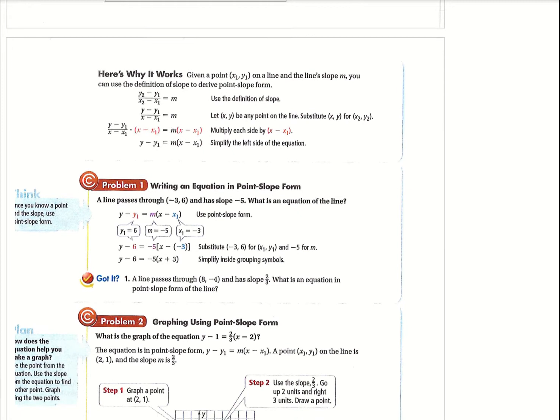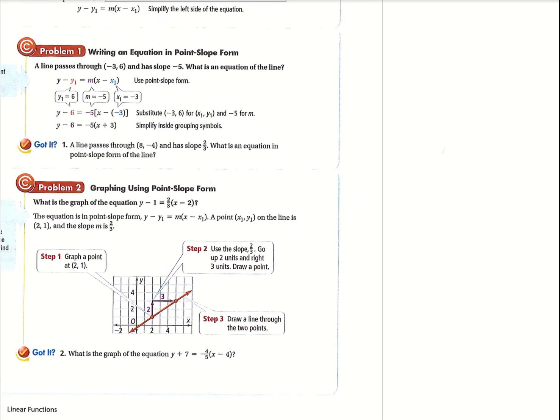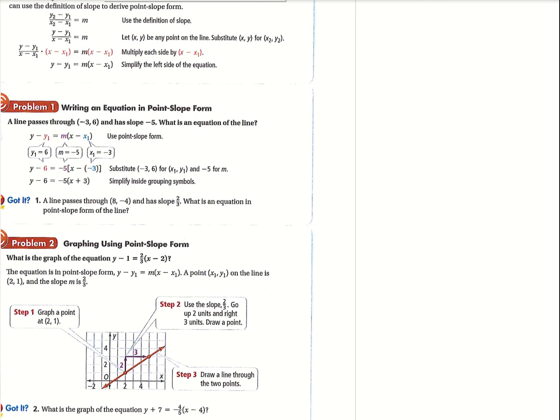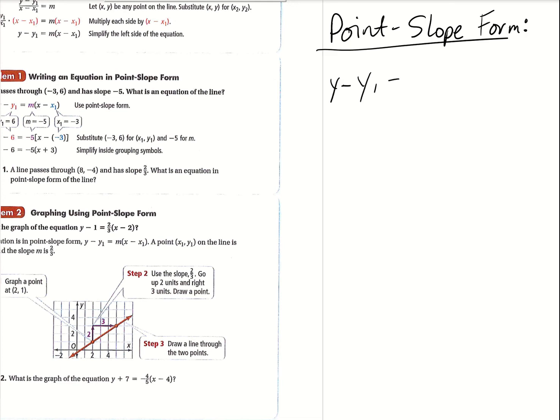We're going to look right away at problem 1. Actually, sorry, before we do that, we are going to look at what point slope form actually is. Our point slope form is going to be this equation. Point slope form is y minus y1 equals m times the quantity x minus x1.